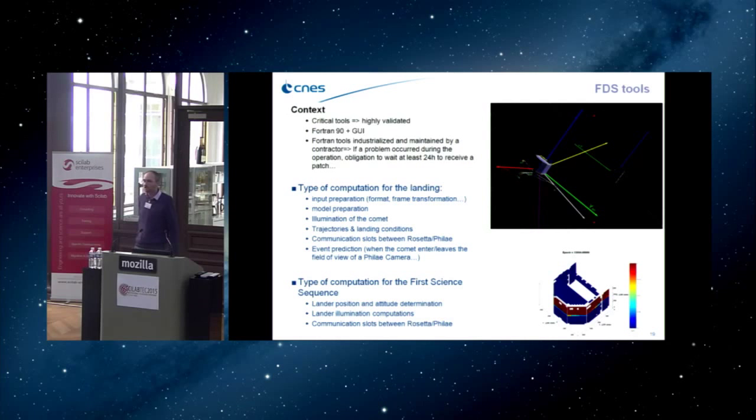So it was very difficult to determine how and where we were. So we failed on this part. We were supposed to predict the illumination of the lander. So if you don't know where you are and how you are, you can forget, but we try. And after, we were supposed to establish the communication slot between Rosetta and Philae.